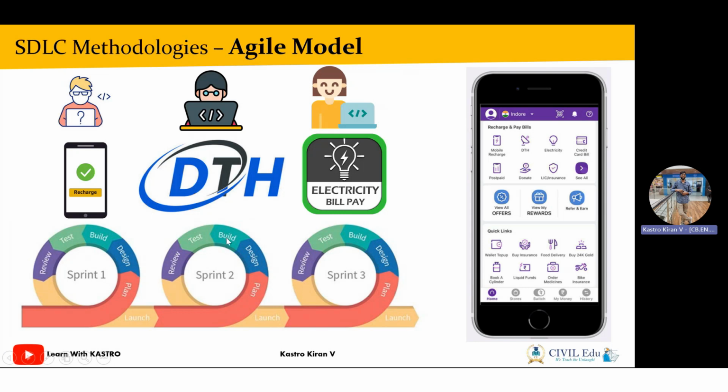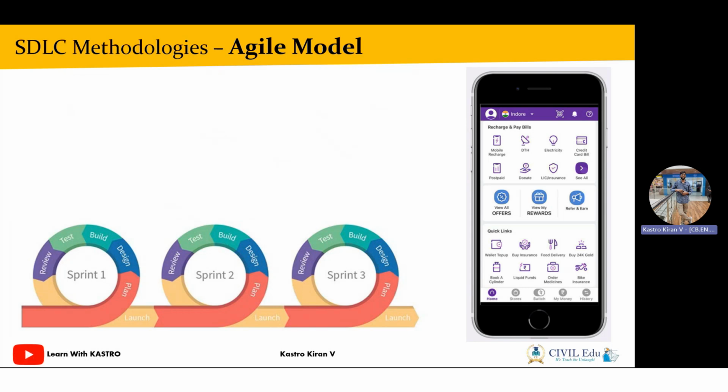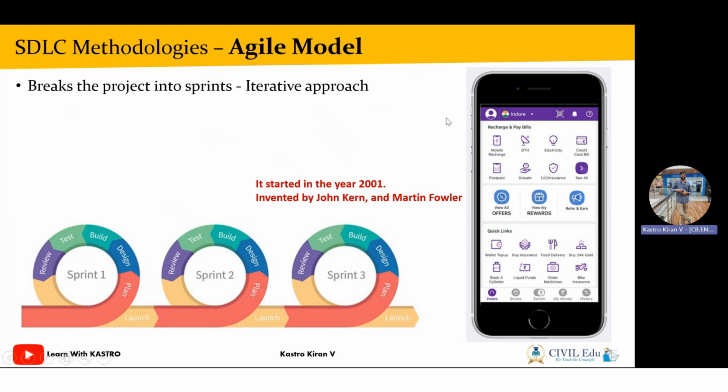Now, this is how the agile model works. The agile model is something where the entire project gets divided into multiple sprints. This agile model was started in the year 2001 and it was developed by John Kahn and Martin Fowler. So these are the 2 developers who implemented this agile model in the SDLC methodologies. As I said, the entire project in the agile model is broken down into different phases called sprints. That's why we call the agile model an iterative approach, whereas the waterfall model is a linear methodology.